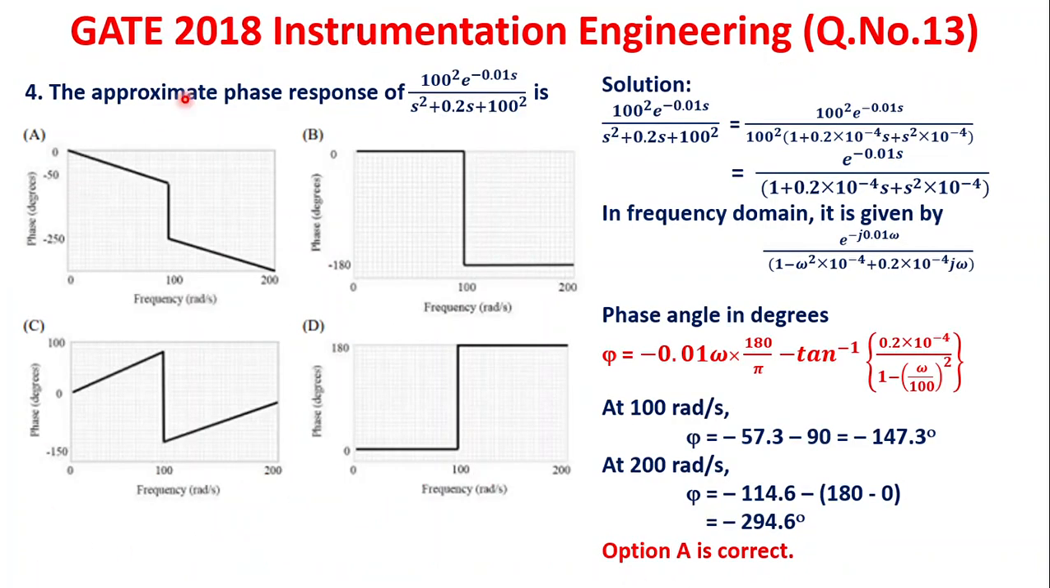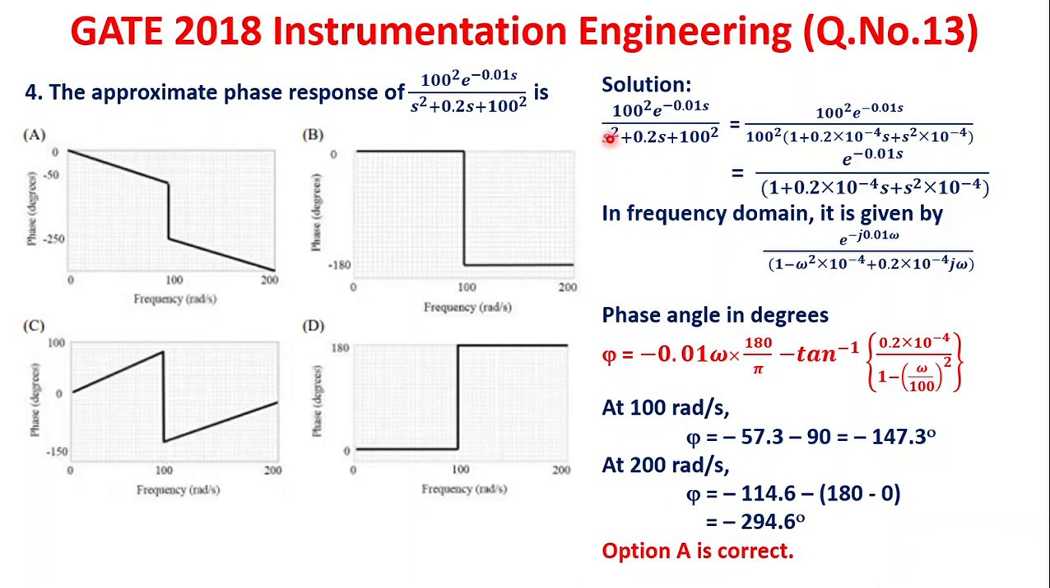Last problem. It is taken from GATE 2018 Instrumentation Engineering, question number 13. The approximate phase response: they have given a system with a transportation lag. This is e power minus 0.01 s as a transportation lag. Then a second order combination they have given. 100 square is a real number. So to do this problem, first we have to write the given expression in the frequency domain. Before that we can bring it to a standard form so that we can easily do it.